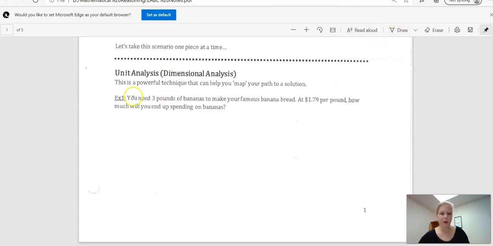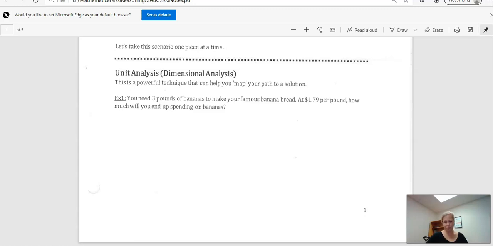One thing we do when we work these types of problems is we use something called dimensional analysis, which is kind of scary. We use it a lot in chemistry, but we also use it when we're trying to make conversions of anything. So the first example says you need 3 pounds of bananas to make your famous banana bread at $1.79 per pound. How much will you end up spending on bananas?